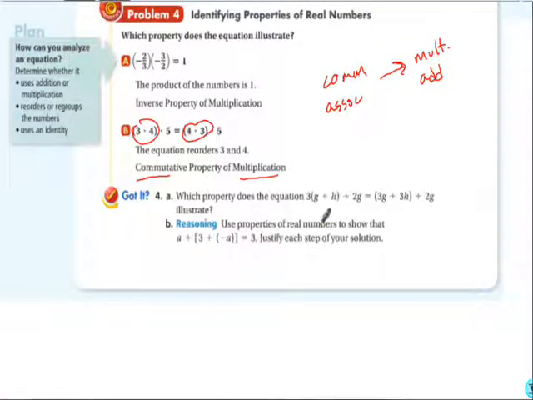Which property does this illustrate? Pause the video for a second right here, try that on your own, and it won't take but a minute. Okay, so you unpaused. For A, that's distributive. Here, we're distributing 3 to both of those. That's distributive.